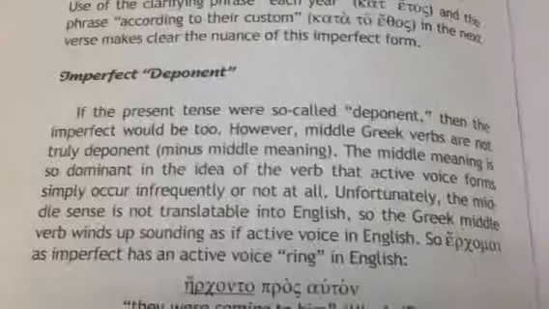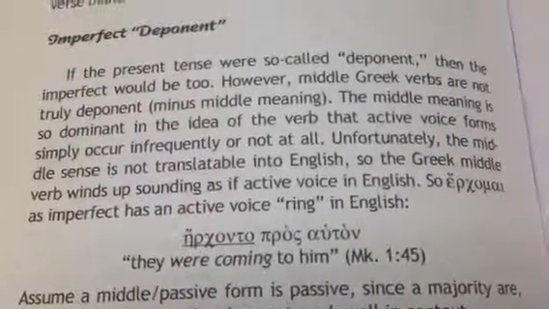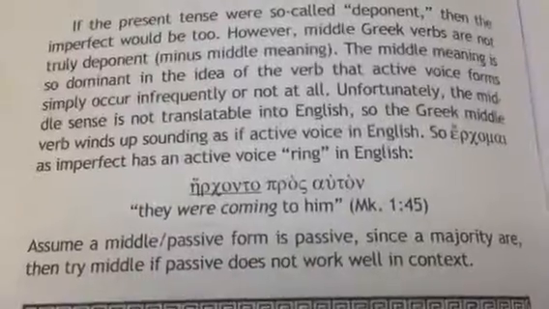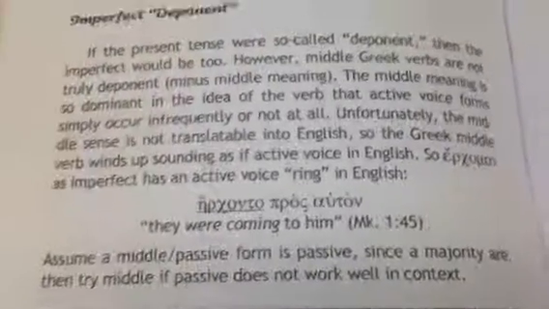And then the imperfect also, of course, has the deponent. So keep an eye on that. Erchonto comes from erchomai. So remember that you have to translate that actively rather than passively.